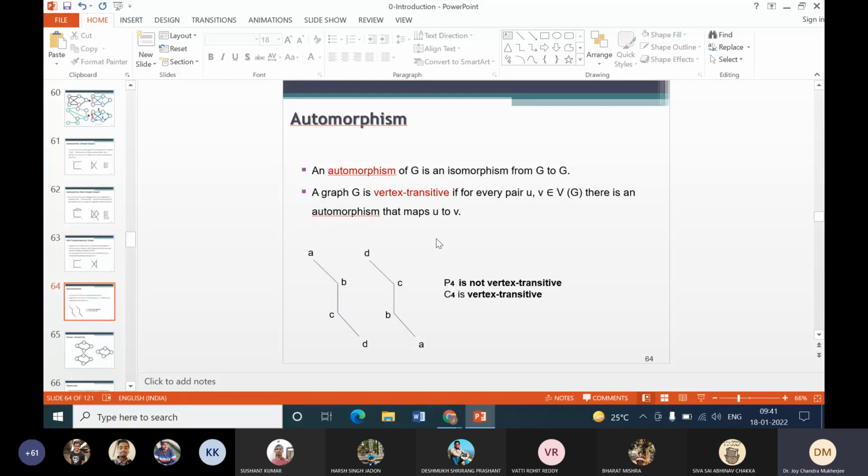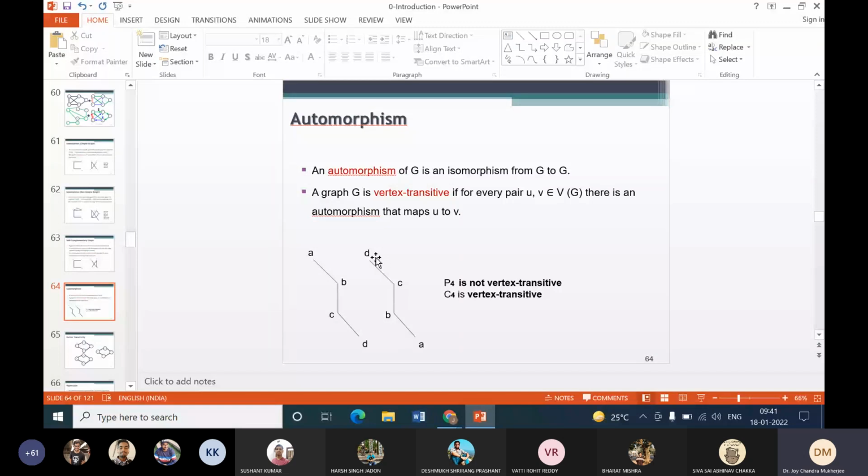A graph is called vertex transitive if for every pair U, V belongs to V(G), U can be mapped to V. जैसे ये तो ग्राफ ऑटोमॉर्फिक है, but they are not vertex transitive. क्यों? क्योंकि A cannot be mapped to C. B cannot be mapped to D. That is not possible. So this cannot be vertex transitive.